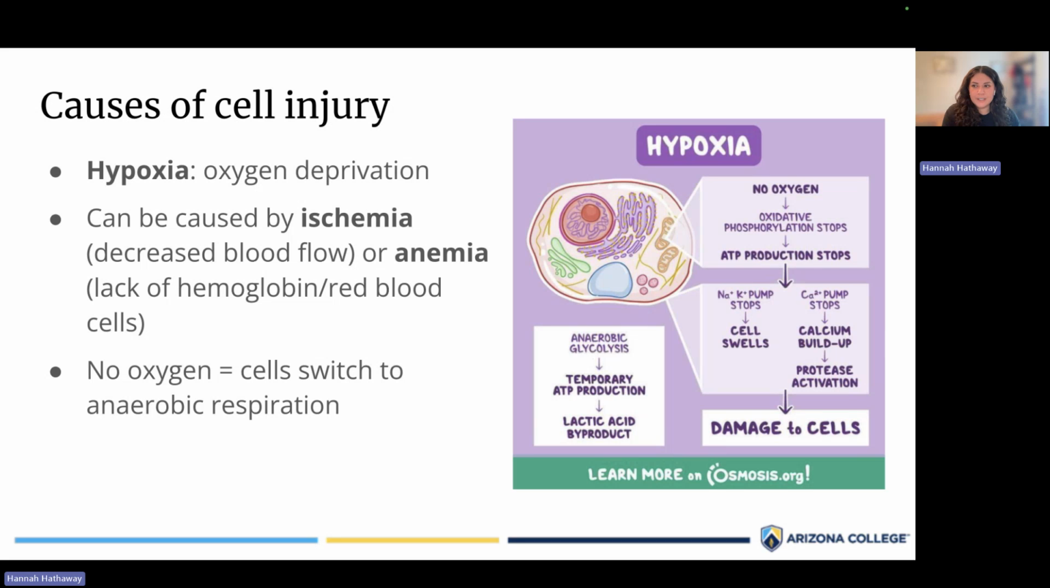So once again, no oxygen means those cells are going to switch to anaerobic cellular respiration. So they have inadequate production of ATP, and then they start to make lactic acid, that byproduct, which builds up in the cells and causes damage. So that is why hypoxia causes cellular injury. So this is a very important cause of cellular injury to memorize, and you should also memorize both of these terms as well. Ischemia, decreased blood flow, and then anemia, essentially a lack of oxygen delivery due to issues in red blood cells.